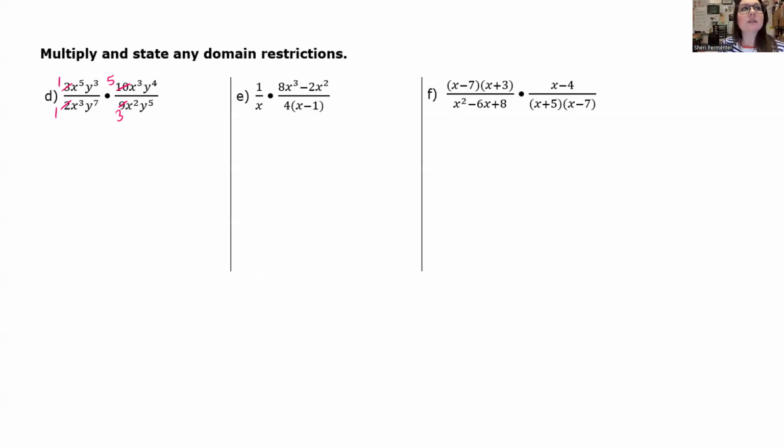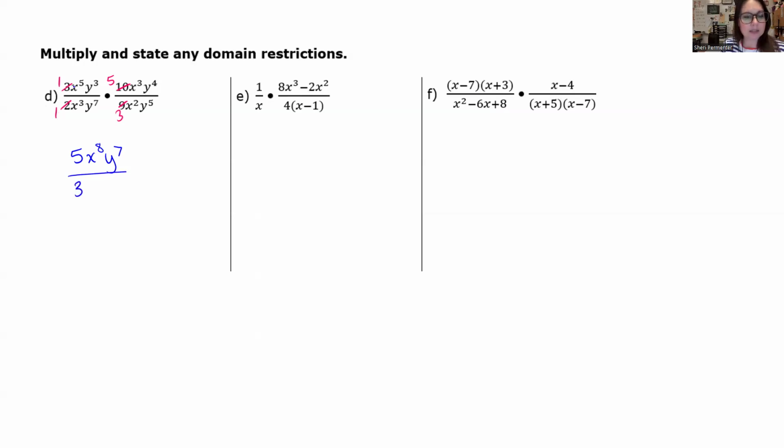I think we simplified enough, but I'm going to rewrite this, multiplying straight across the top and straight across the bottom. So the coefficients are going to be 1 times 5, so I'm going to get 5 out in front. And then I'm going to look at the x's. When you multiply, you add exponents. So 5 and 3 makes 8, so x to the 8th power. And then there's a y. So 3 and 4 makes 7. All over 1 times 3 is 3.